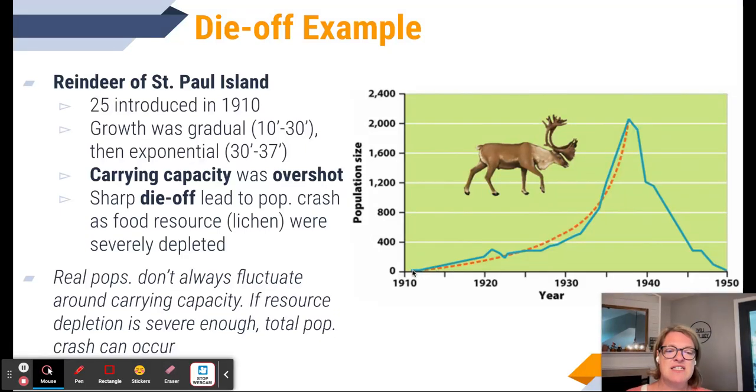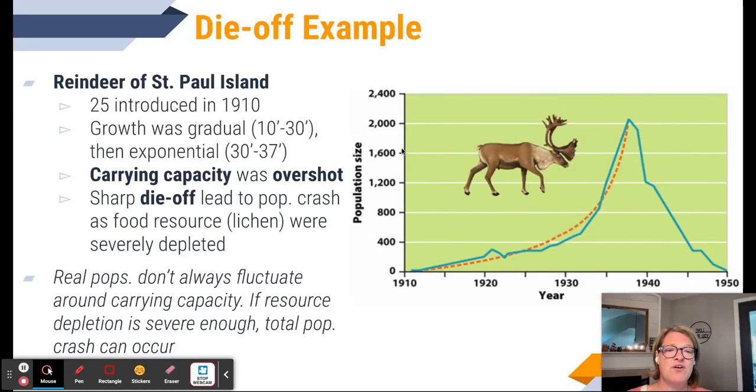So we have 1910 as the start date. There's gradual growth, and between the years of 10 and 30, very gradual growth. But then we hit year 1930 and there's an exponential growth that you can see here. So you get this nice J curve that we tend to see with exponential growth, but then the carrying capacity is overshot.